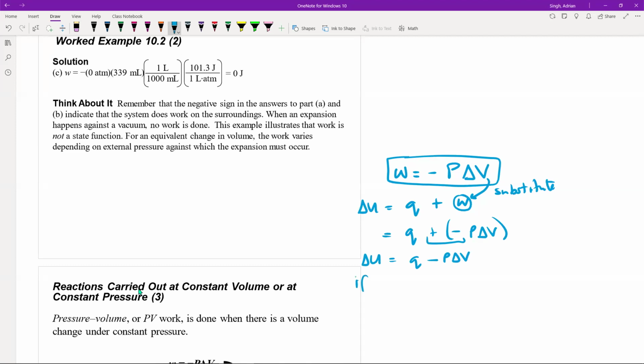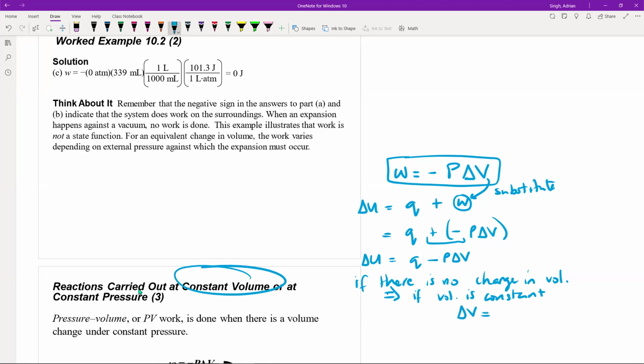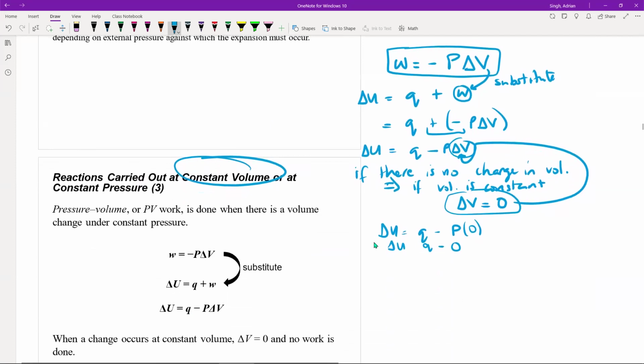So if there is no change in volume, in other words, if the volume is constant, so constant volume conditions, guess what happens? What is delta V equal to? If there's no change in volume, delta V, the change in volume, is actually 0, right? So we can take delta V equals 0 and substitute it back in here. Now I have delta U equals Q minus P times 0. P times 0 is 0, so Q minus 0. So now my delta U is equal to, what is Q minus 0? Q minus 0 is equal to Q.